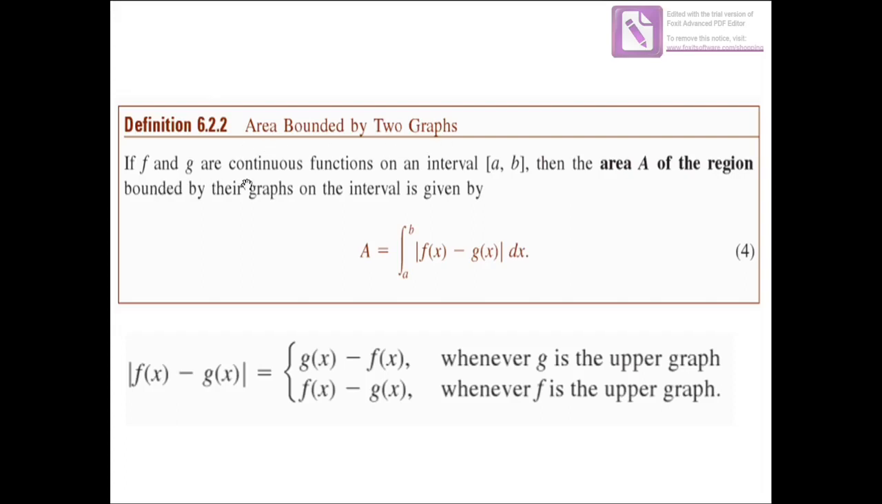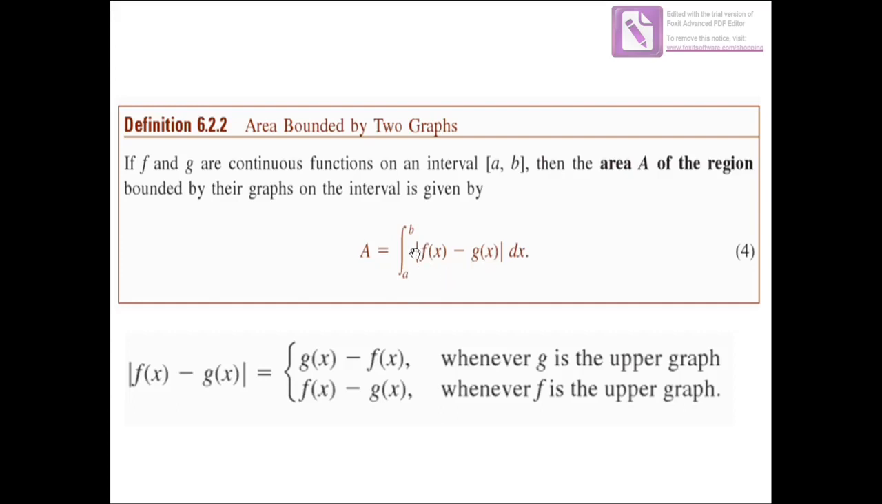If f and g are continuous functions on the closed interval a to b, then the area A of the region bounded by their graphs on the interval is given by A is equal to the integral of the absolute value of f of x minus g of x, where x is from a to b.